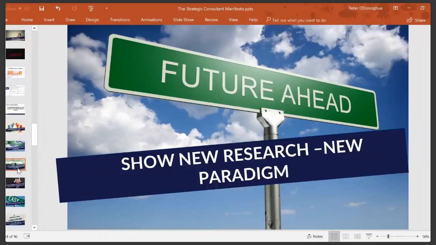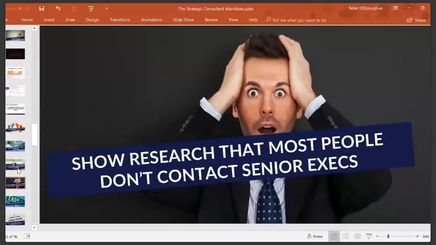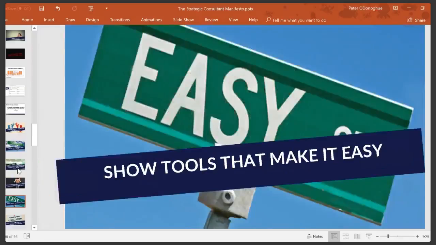And actually, the current reality is that third-party research shows senior execs want to be approached, they want to be educated and challenged, because no one is doing that, with massive mediocrity in the marketplace. And the same research shows that most people just don't contact senior executives. They don't believe they have the skill or the belief in their own credibility to do so. So senior execs are feeling let down in the marketplace. And then I could show you tools of how you can make that easy: how to find someone's email address, how to find out their behavioral style, how to research them, how to contact them, and show you how that could be very easy.